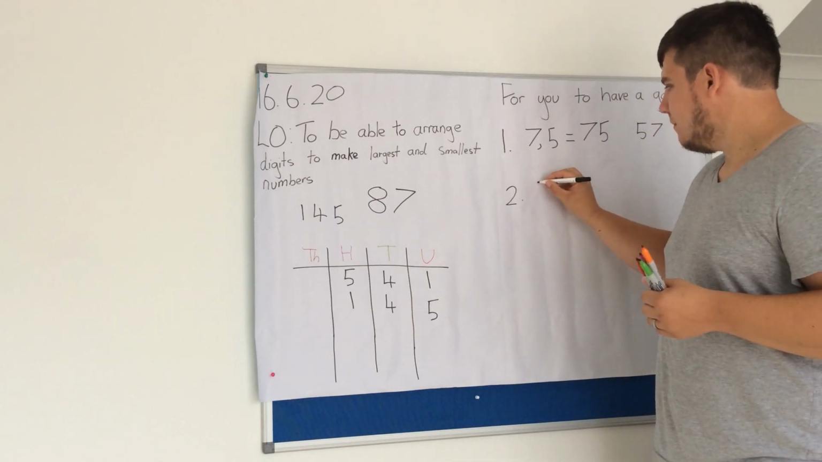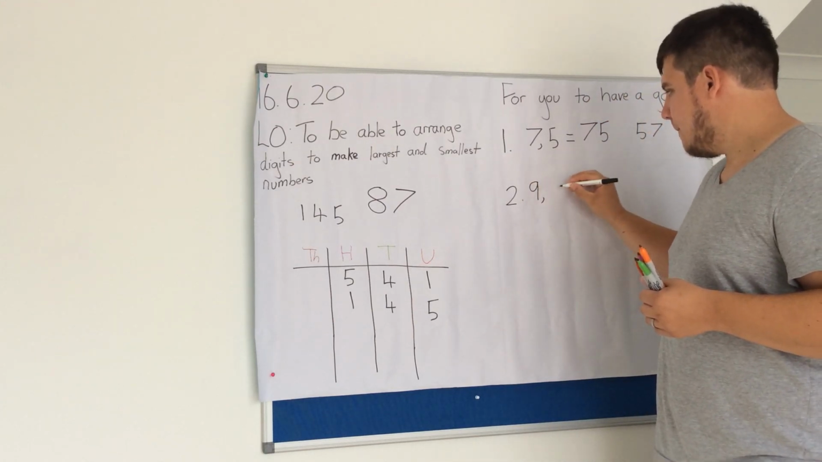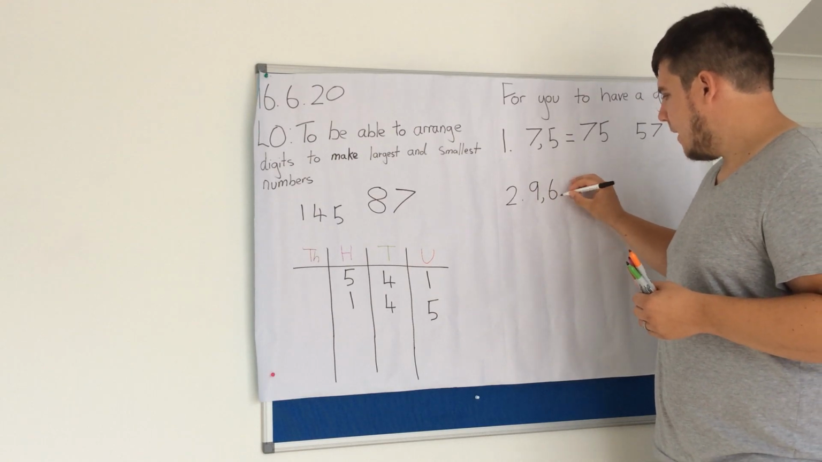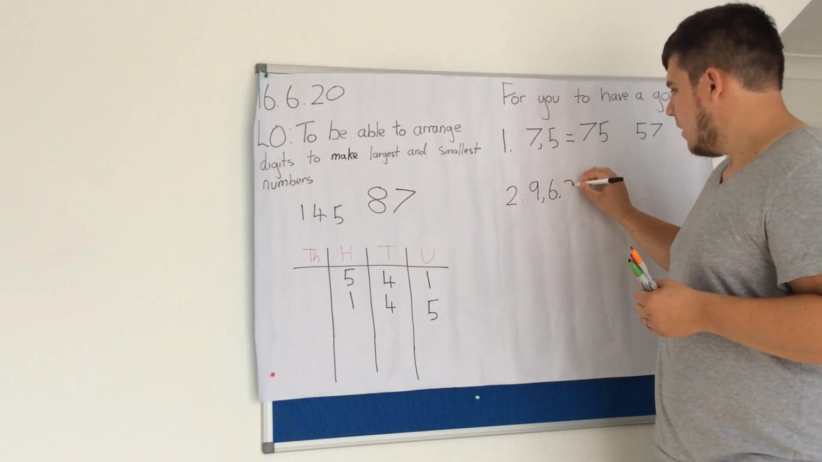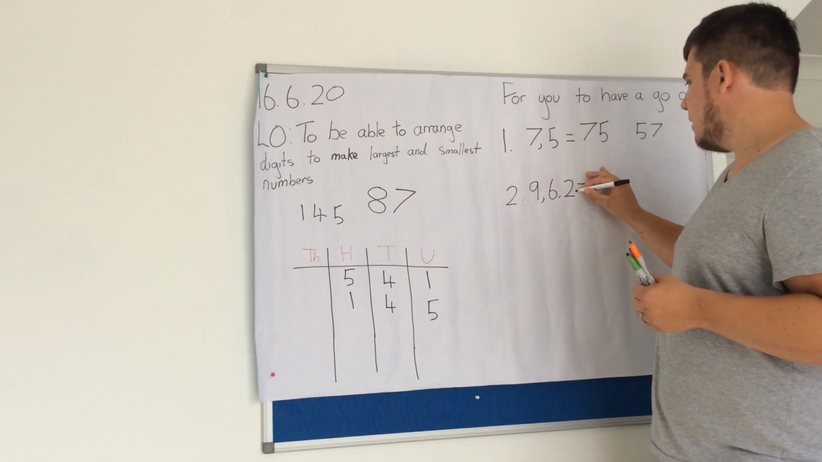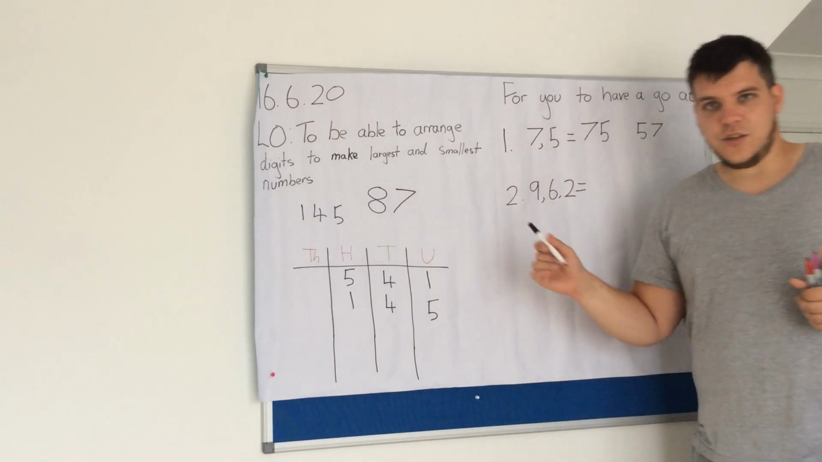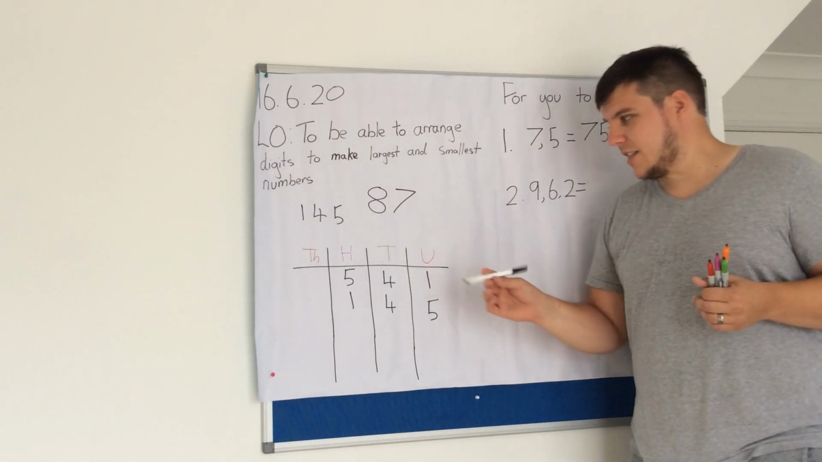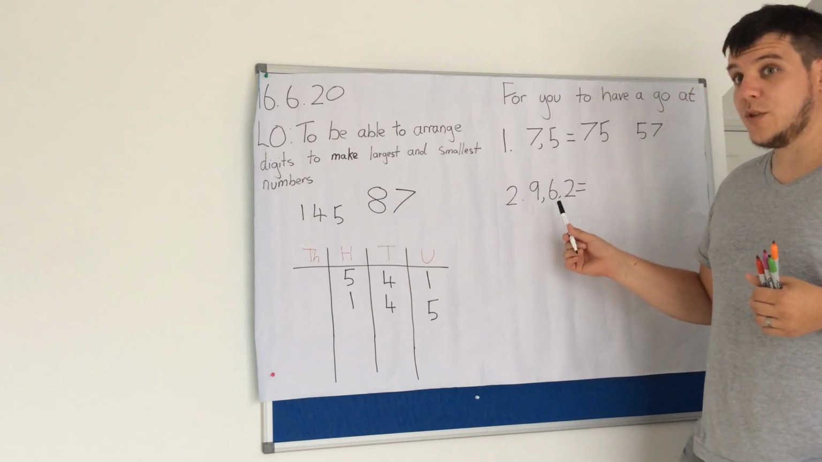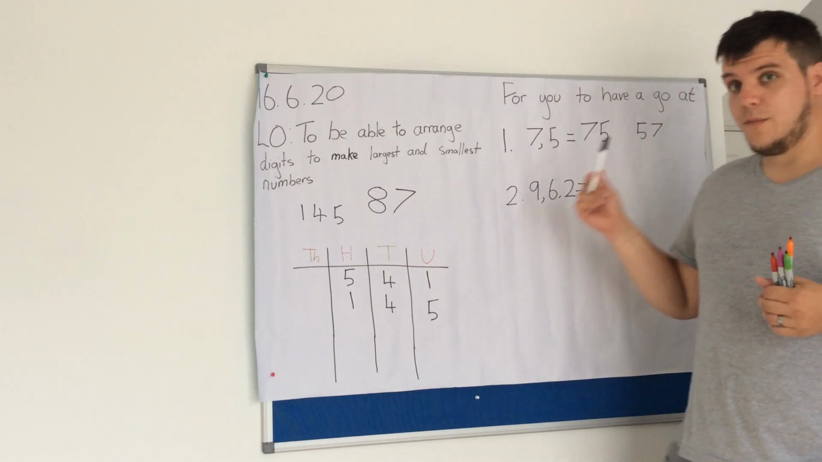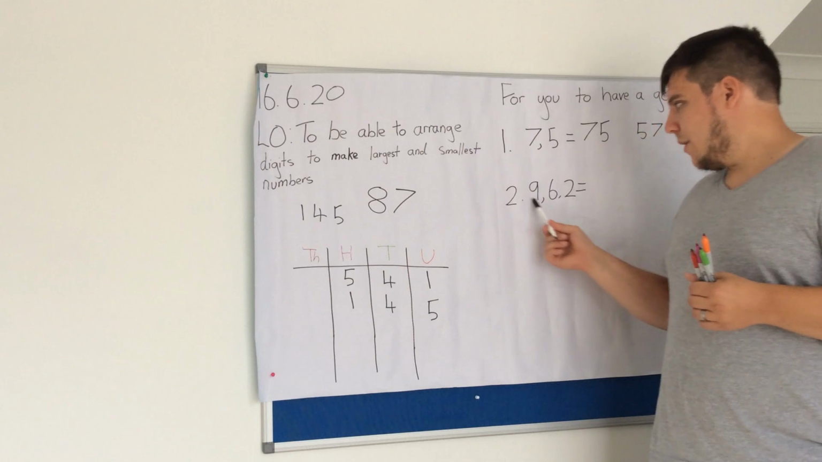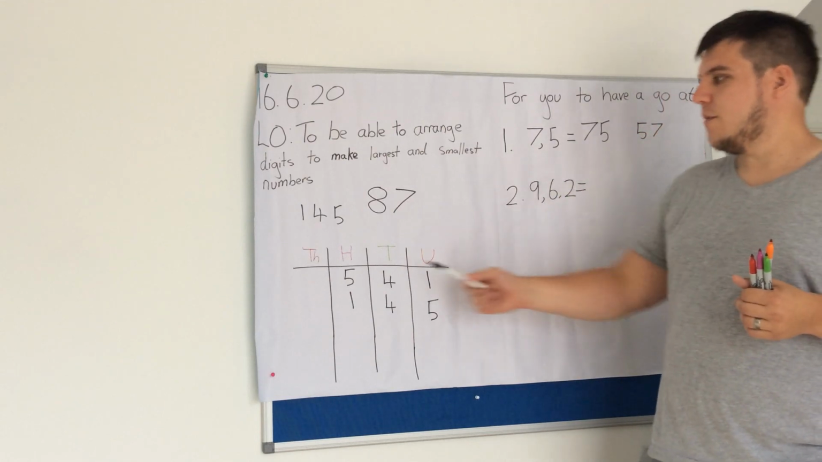9. 6. 2. A 9, a 6 and a 2. Okay, go through exactly the same steps. I want to make my biggest number and my smallest number. To make my biggest number, I want to give my largest digit in there the most value.